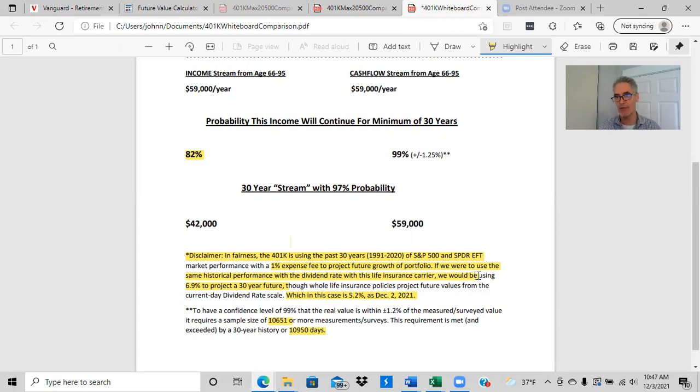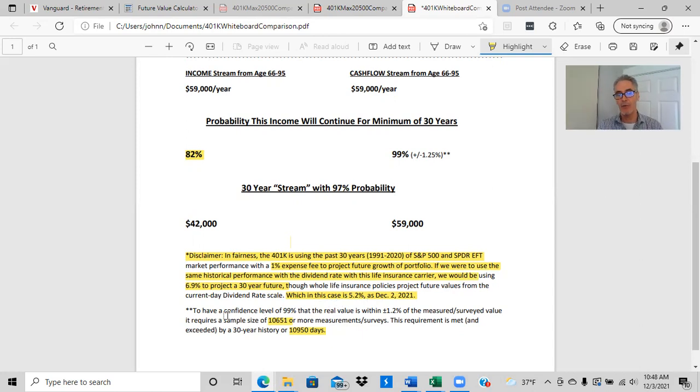That amount will never be subject to volatility like the market dollars are. Once they're in there, you don't lose them. They're not at risk. But because today, actually as of yesterday, this carrier is paying 5.2% on a dividend scale rate.